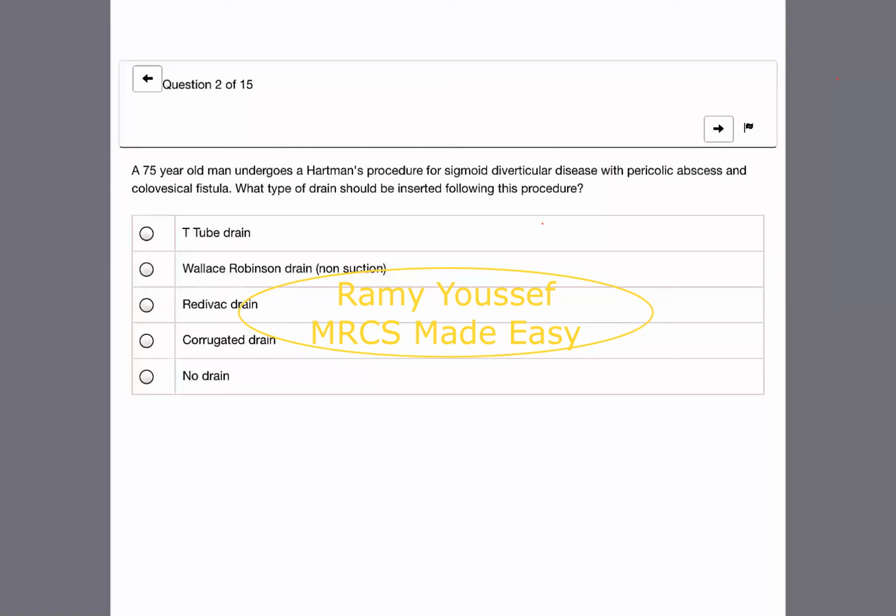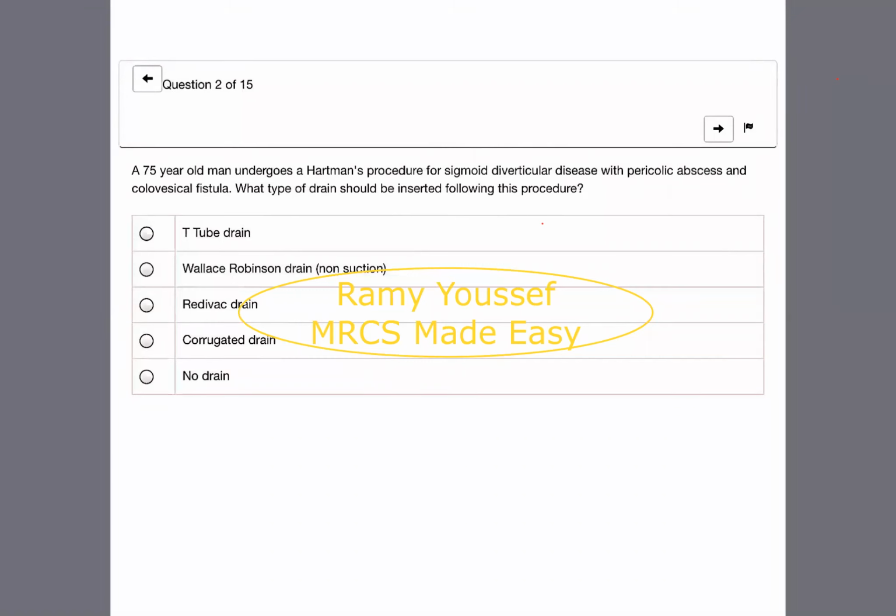Anyone has some answer? Okay, let's help each other in this. I know this is pure surgical. T-tube in gallbladder, T-tube in CBD, common bile duct exploration, we use T-tube. Redivac in thyroid and breast surgery, negative pressure. Corrugated drains are historical, and no drain is not accepted.